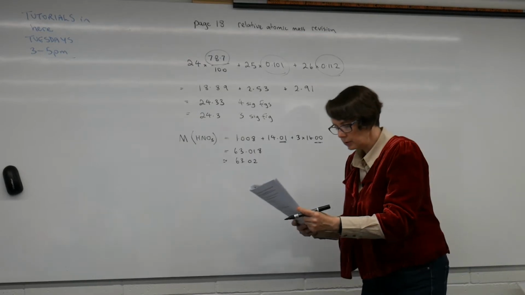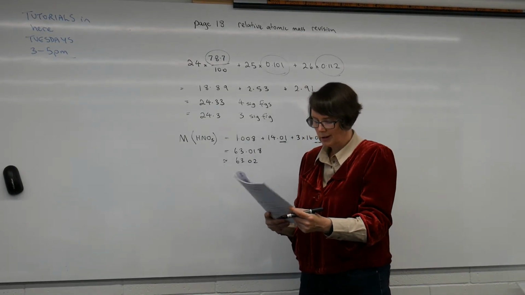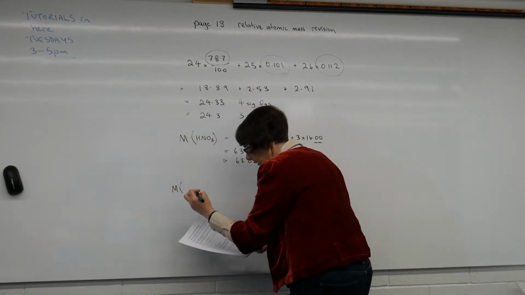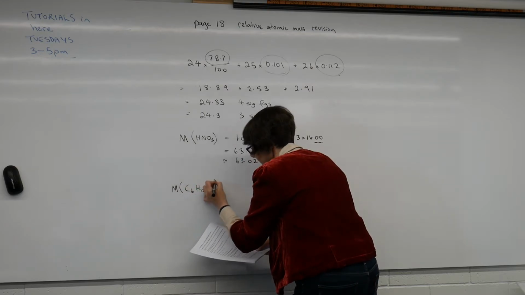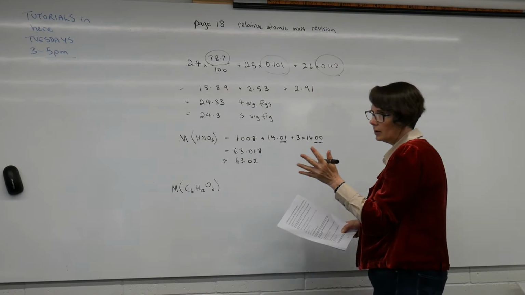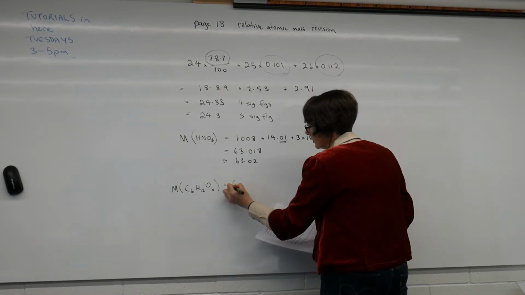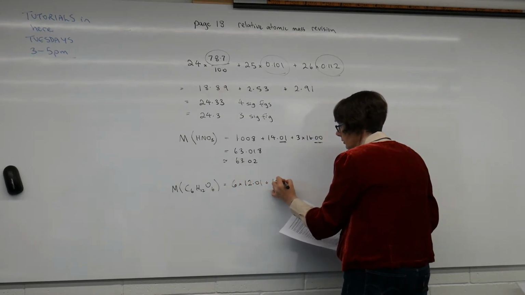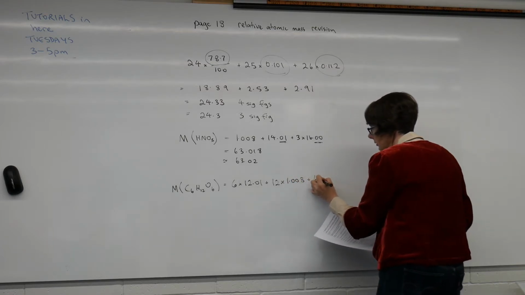Our second example is to calculate the relative molecular mass of glucose. Same process and the same setting out, please. So the capital M, say I'm calculating the molecular mass. It's going to be 6 lots of carbon and 12 lots of hydrogen and 6 lots of oxygen.